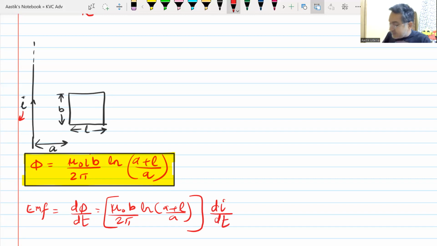Do you understand? Di by dt, the only thing that is changing here in this question is current. Because of the change in current, there will be a change in magnetic field, and because of change in magnetic field, EMF will be induced. It is induced because of induced electric field. So you just remember these two formulae. I'll give you 2 minutes to note them down. Have you understood this? Remember, the loop is not moving, only current in the wire is changing. Do we understand this? Yes, sir.